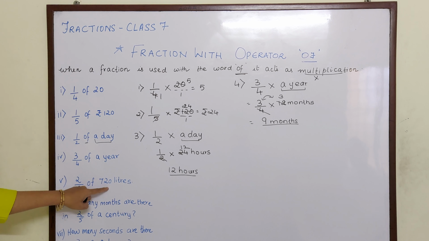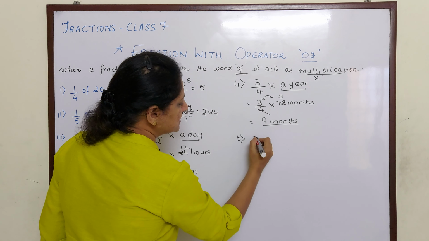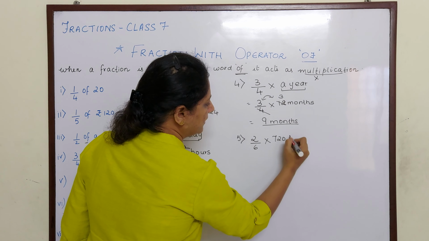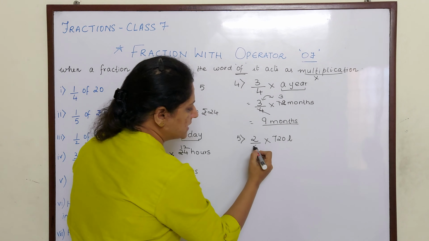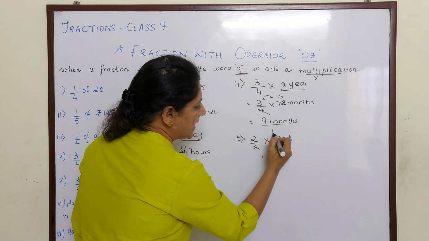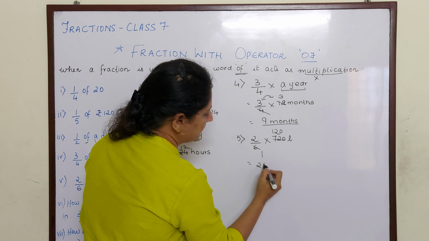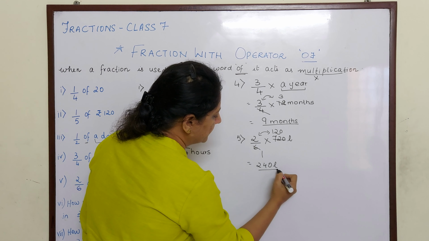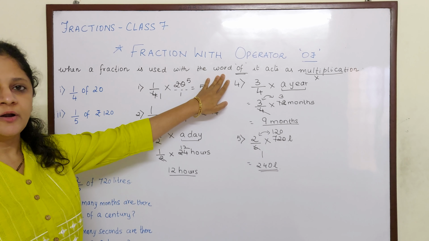2/6 of 720 liters. Now here 2/6 of 720 liters is a direct question. So 2/6 of 720 liters. So 6 is a multiple of 720. 6 ones are 6, 6 twelves are 72 and a 0. So it is 240 liters when you multiply both the numerators. So hope you understood children how to use the word operator.